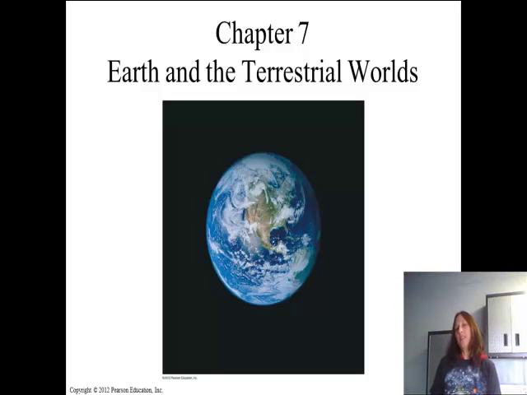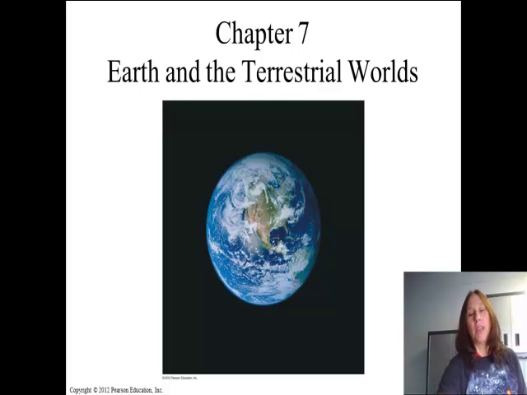So now we get to put together what we talked about in Chapter 6 about the formation of our solar system with the planets. So we're going to start out with the rocky or the terrestrial planets that formed close to the sun, where it was hot but not so hot that metals and rock would not come out of their gaseous state. So we're going to focus on the rocky or the terrestrial planets first.